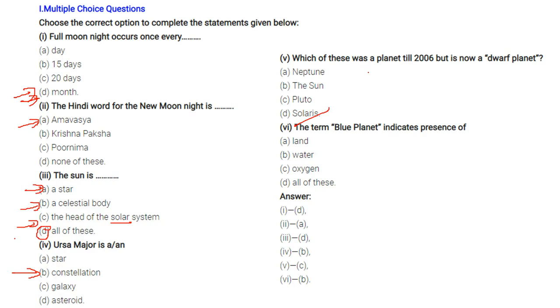Which of these was a planet till 2006, but it is now a dwarf planet? The answer is, previously it was considered to be a planet, but now it is not, but instead a dwarf planet. The answer is Pluto. The term blue planet indicates presence of water. Earth is a blue planet. If you see it from the sky, you will see that it appears to be a blue planet.